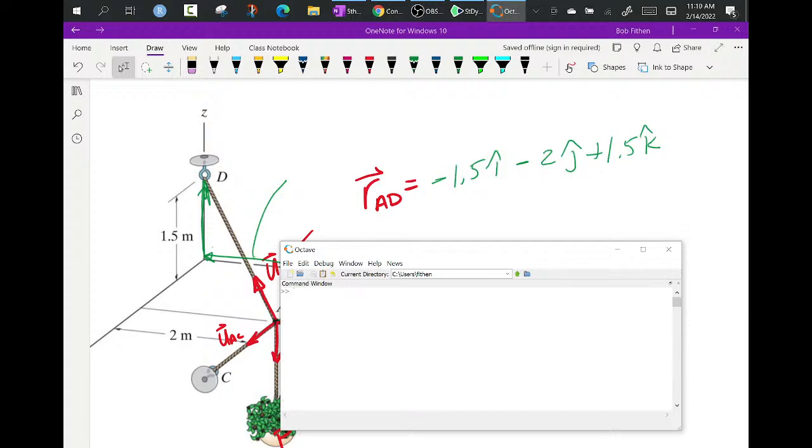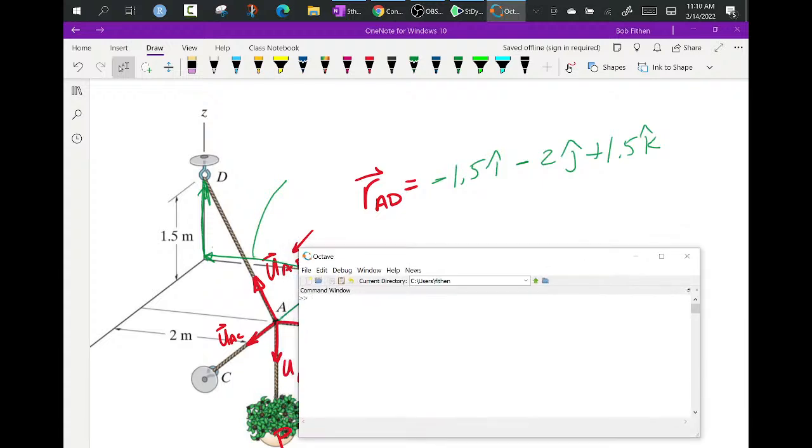If I want to just put this in here, RAD equals... I'll go ahead and grab out the 1.5, then I'll grab out the 2, then I'll grab out the 1.5 again. And hopefully I listed those correctly: minus 1.5, minus 2.